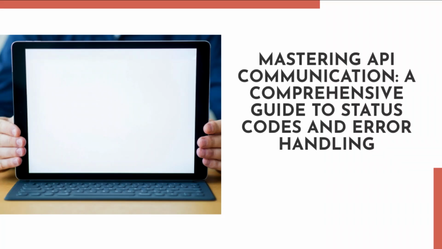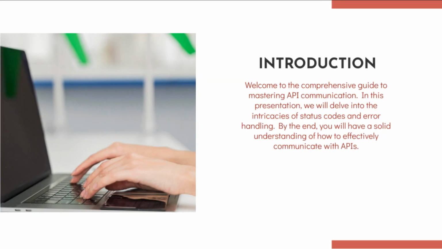Status codes and error handling in API communication, an essential topic indeed. When interacting with APIs, understanding status codes and implementing proper error handling is crucial for seamless communication. Let me provide you with a brief overview. Status codes are three-digit numbers returned by the server to indicate the outcome of an HTTP request.